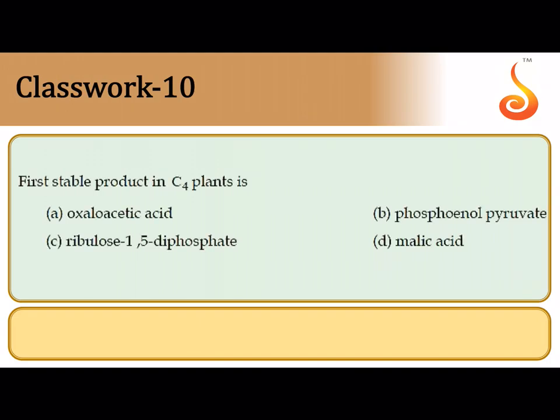First stable compound in C4 plants, we already discussed that a C4 plant means it exhibits the C4 pathway. In the C4 pathway, the first stable compound is a 4-carbon compound. So the 4-carbon compound that is formed here is referred to as oxaloacetic acid. Remember, for the C3 pathway it is phosphoglyceric acid. In case of the C4 pathway it is oxaloacetic acid.